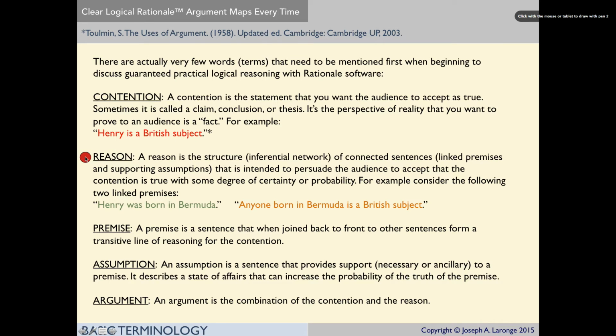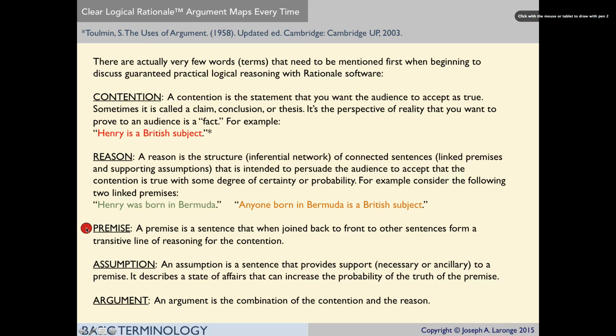A reason. Well, a reason is the structure, sometimes called an inferential network, of the connected sentences. And those are linked premises and supporting assumptions, and we'll make that distinction more clear later, that is intended to persuade the audience to accept that the contention is true with some degree of certainty or probability. For example, consider the following 2 linked premises. So here we have 2 premises. Henry was born in Bermuda, and anyone born in Bermuda is a British subject. And of course, together, these comprise the reason to support this contention.